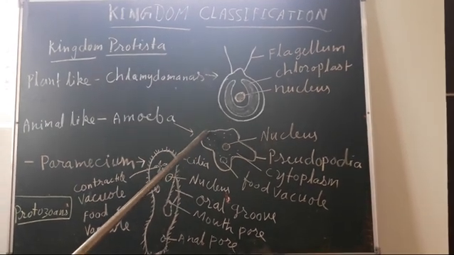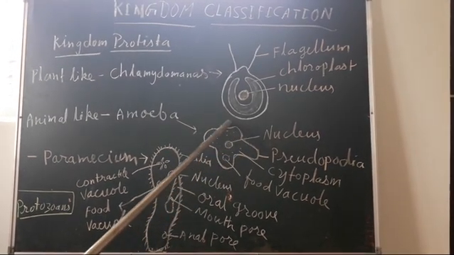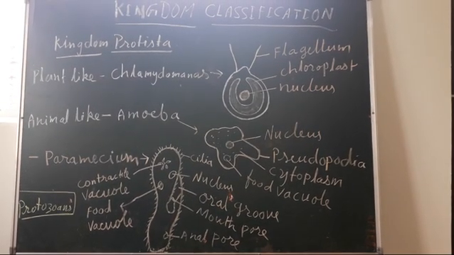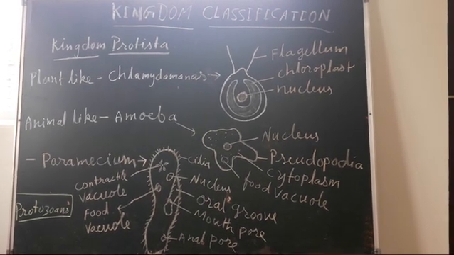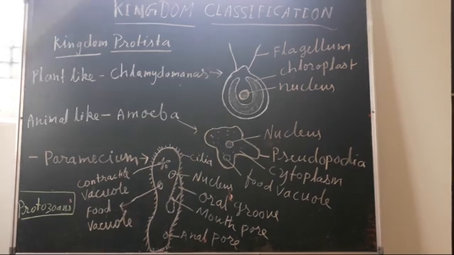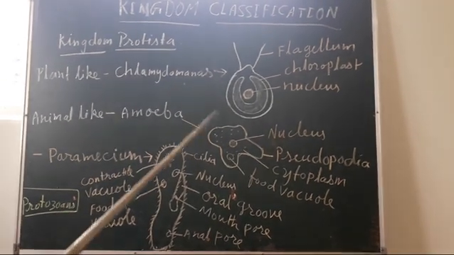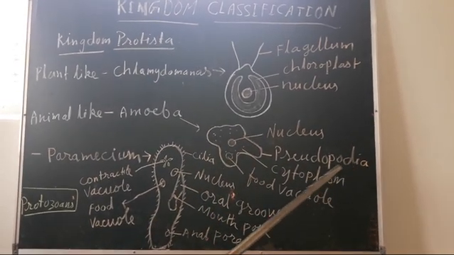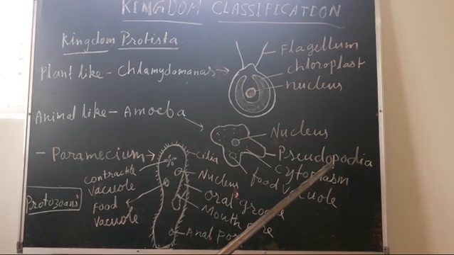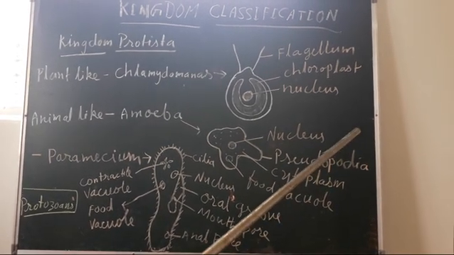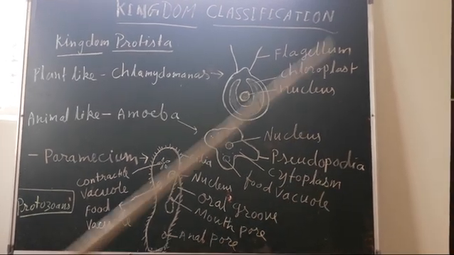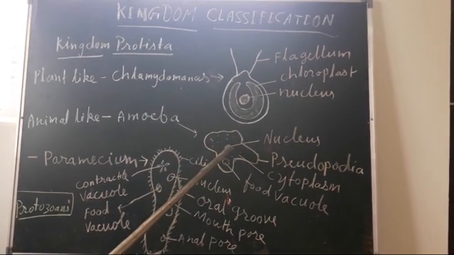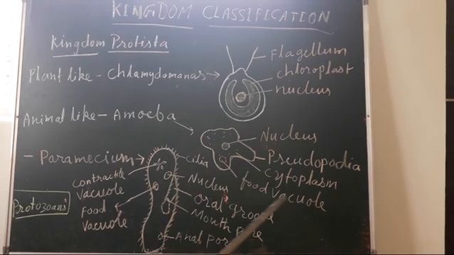Then we will see about the amoeba. You can see the amoeba, it doesn't have a proper shape. It is irregular in shape. Unicellular organism, well-defined nucleus, and it has a number of finger-like projections that are known as pseudopodia. Pseudo means false and podia means feet. And it consists of nucleus, cytoplasm, food vacuole, etc.